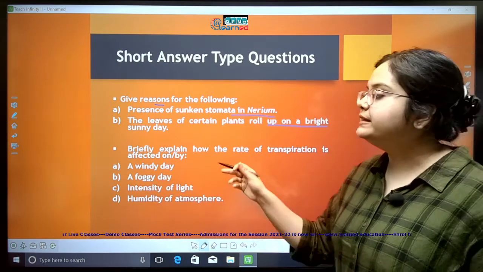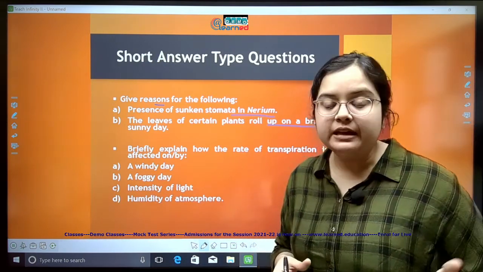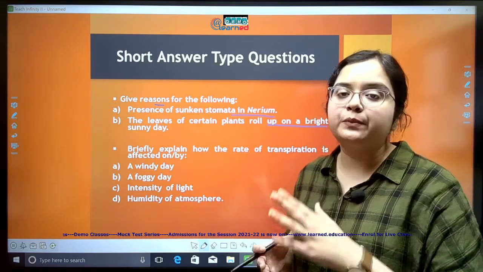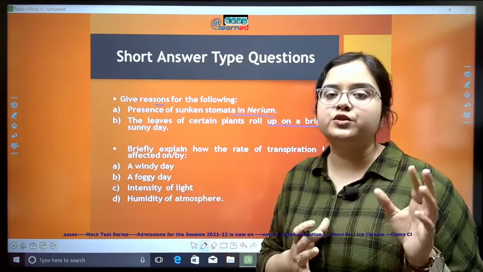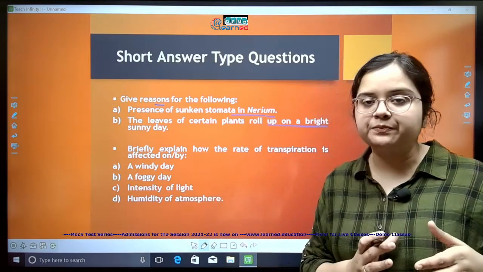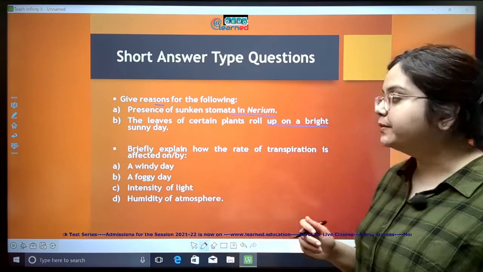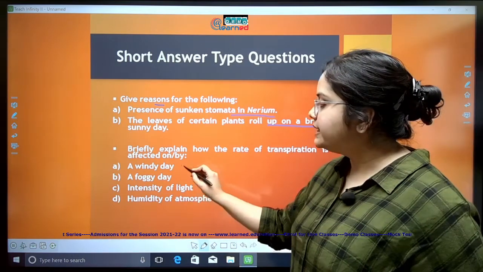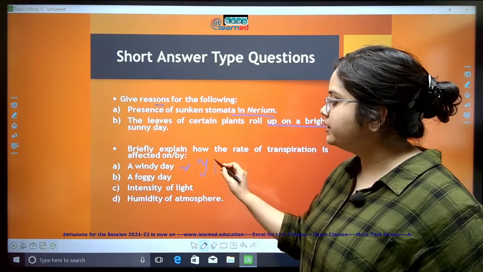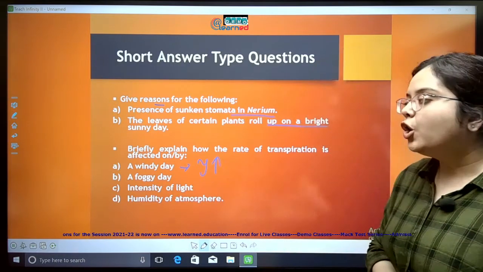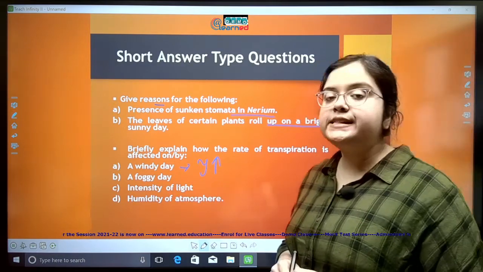One is a windy day. If the day is windy, that means high velocity winds are blowing. That will take away the water vapor and clear up the surface of the stomata or the leaf surface, so that stomata can transpire more. So, you can say the rate of transpiration, again I am writing a T, will be higher. On a foggy day, what can you see?